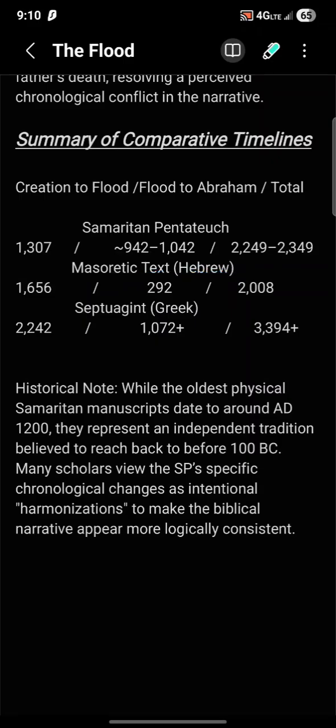In the Septuagint, the longest, and the Septuagint is over 1,000 years older than the Masoretic text that we have today, and was well kept by the Greeks that were superseding other people at that time, ruling over them, maintained by them. In their text, creation to flood is 2,242 years. Flood to Abraham is 1,072 plus years. And total time from creation to Abraham is 3,394 plus years.